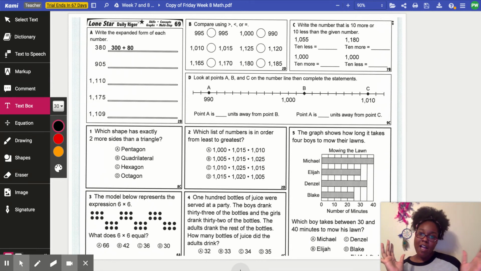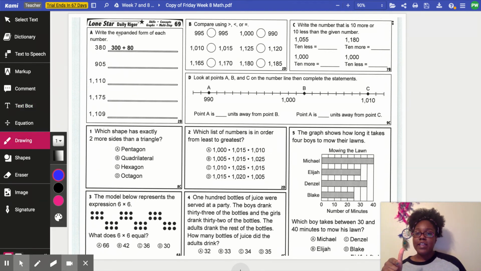All right, we're going to start with letter A, and it says write the expanded form of each number. Right now they're in standard form, and we've got to put them in expanded form.